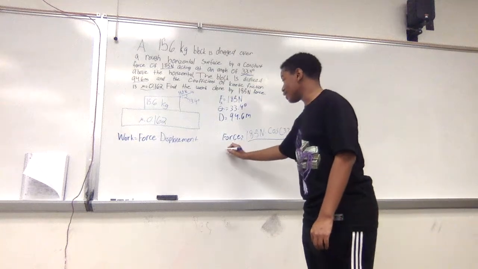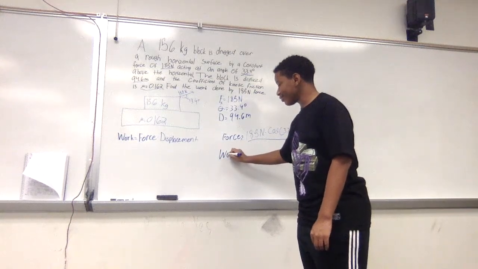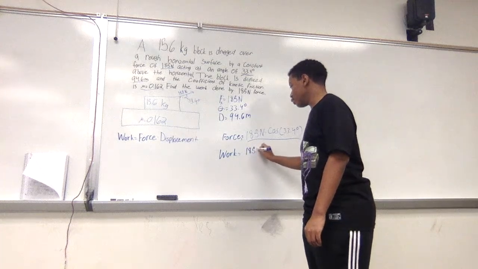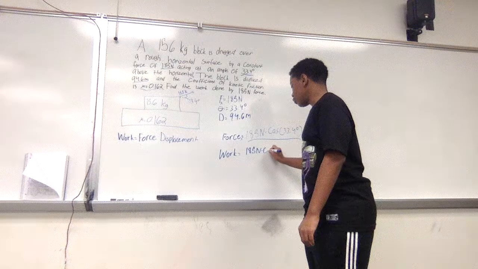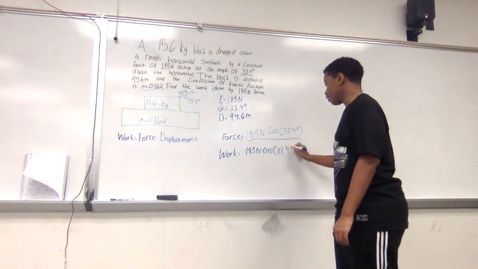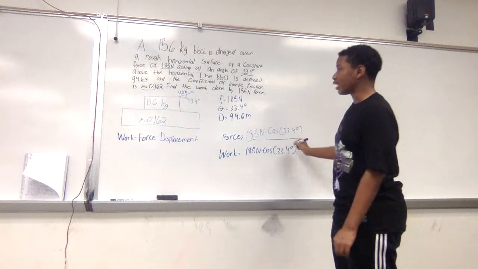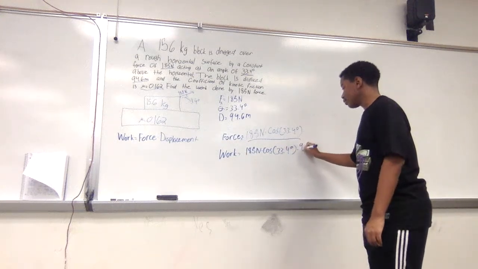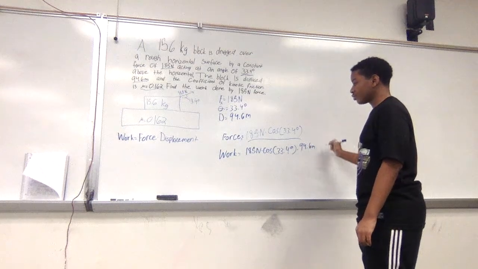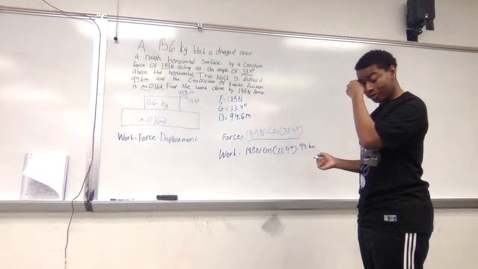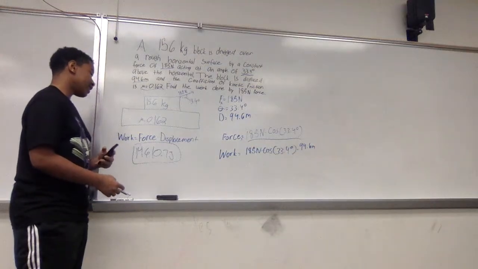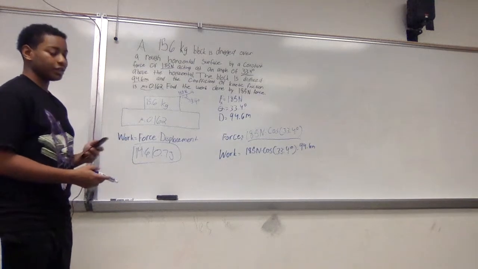So the total work would be 185 newtons times cosine 33.4 degrees times the displacement, which is 94.6 meters. Work is also in joules. And the answer is 14,610.7 joules of work.